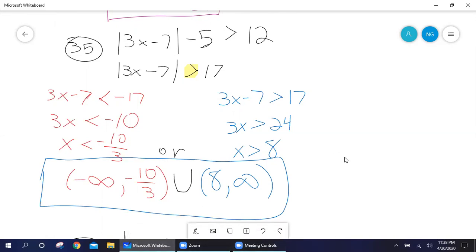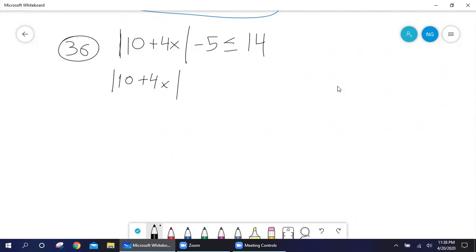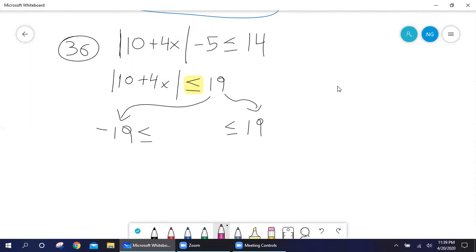For number 36, this is going to be the other type of absolute value inequality. But just like the previous problem, I have to add 5. I've got to get the absolute value by itself. Now, since this is a less than or equal to, now I want anything that's between negative 19 and positive 19. So the stuff that's inside the absolute value goes in the middle, and it creates a compound inequality. So I've got to subtract 10 onto both ends.